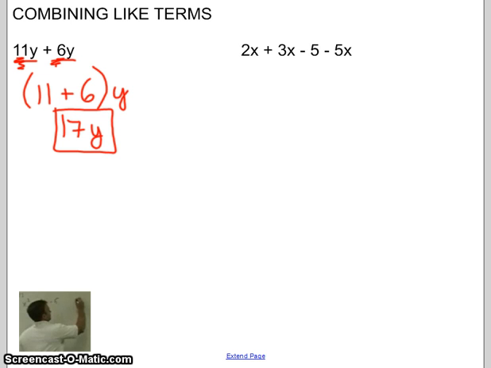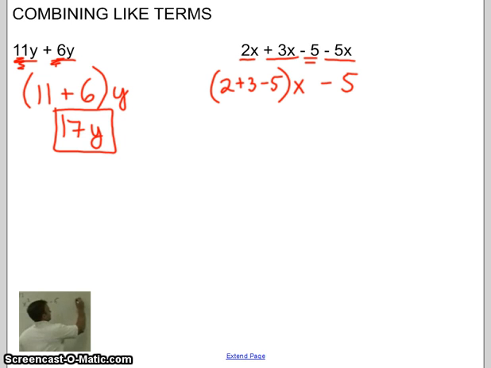Alright, 2x, 3x, and negative 5x are like terms. So what we're going to do is take 2, positive 3, and negative 5 and combine them, and the term is x. And then we have this negative 5 over here, and that's all by itself, so we're just going to write it off to the side.